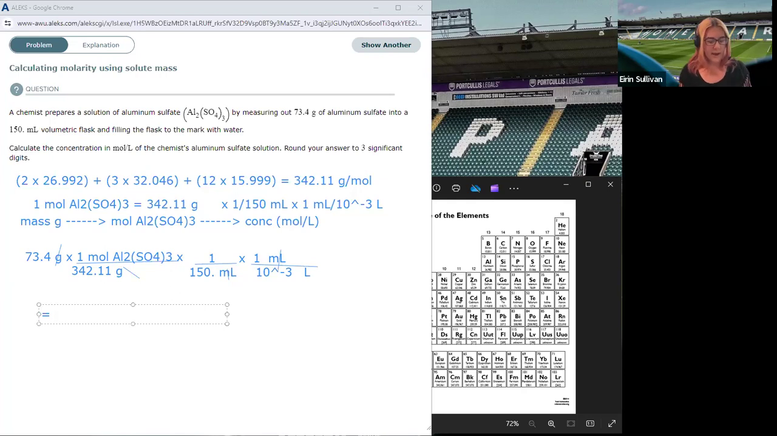So if I stick this in my calculator, 73.4 divided by 342.11, divided by 150, divided by 10 to the power of minus 3, I get 1.430339, blah, blah, blah. We're asked for 3 significant digits, so I guess that would be it, moles per liter, aka 1.43 molarity. Same deal. All right, how about it?